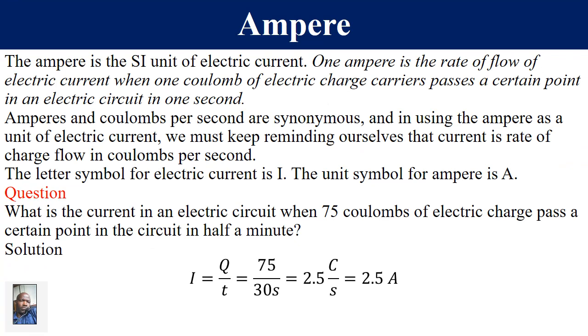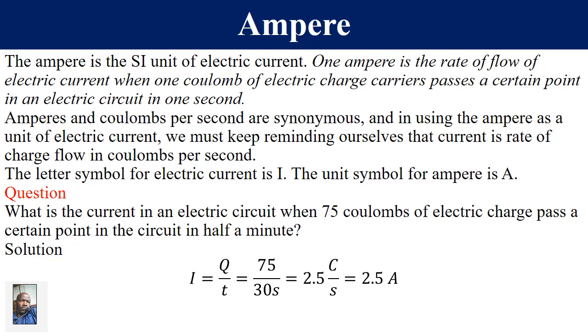Ampere as the unit of current. 1 ampere is the rate of flow of electric current when 1 coulomb of electric charge passes a certain point in 1 second. That's the definition for 1 ampere, and guys, you must be able to define it. As I said, the symbol for electric current is capital letter I, and the symbol for ampere is capital letter A.